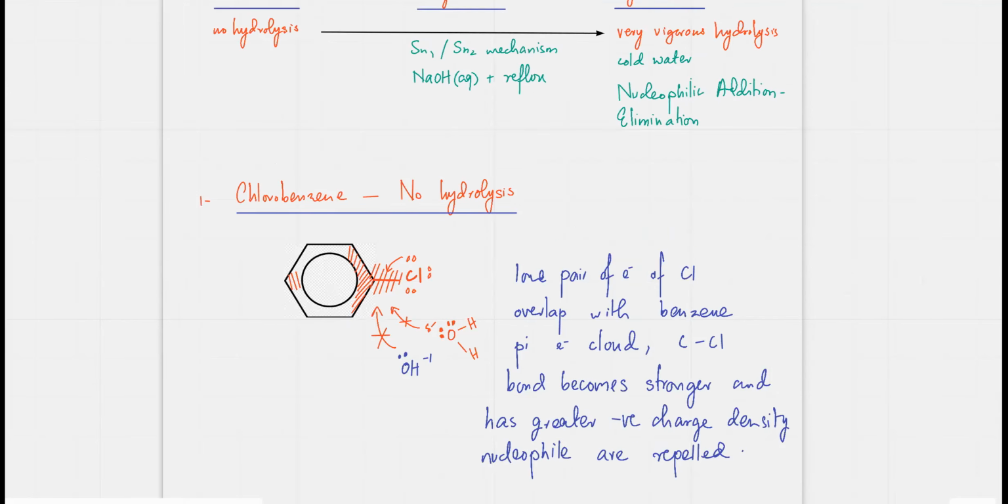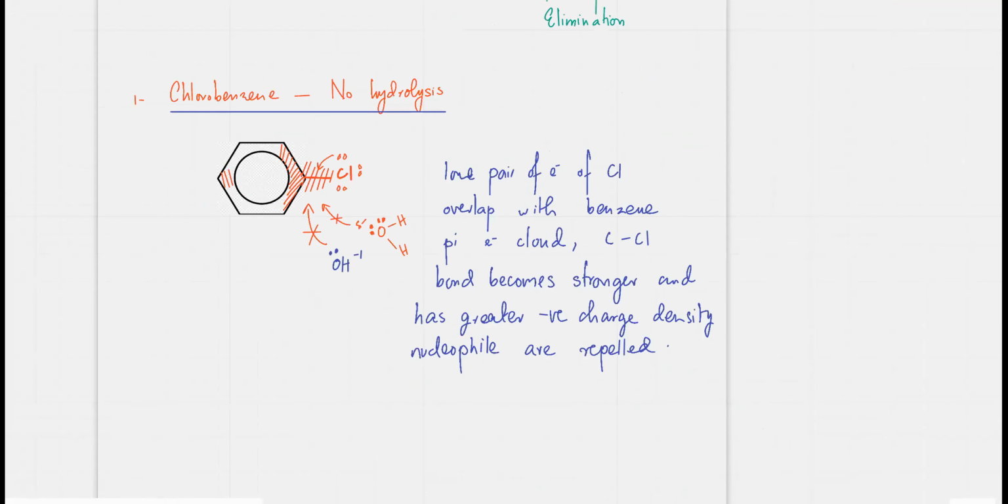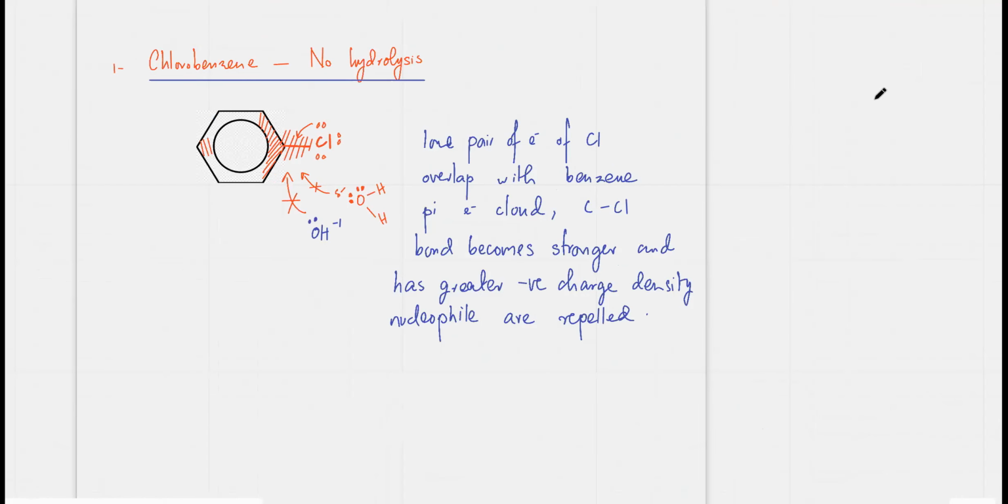So you'll be asked about this: why do chlorobenzenes not react with water, or not undergo hydrolysis? It's a pretty strong C-Cl bond because of the extra electrons overlapping from both sides. Okay. I'm now moving on to the next one, which is just going to be a revision of what you've already studied. Halogenoalkanes, why do they undergo these reactions?